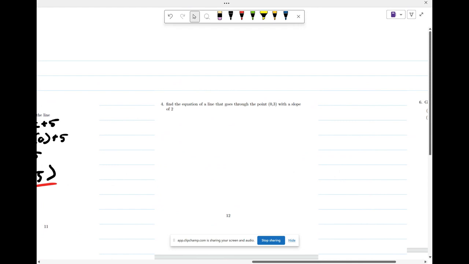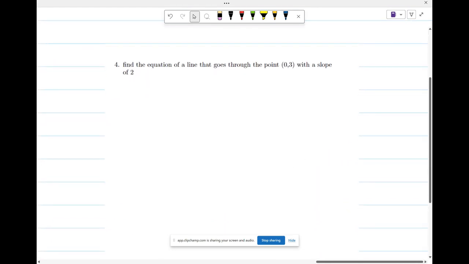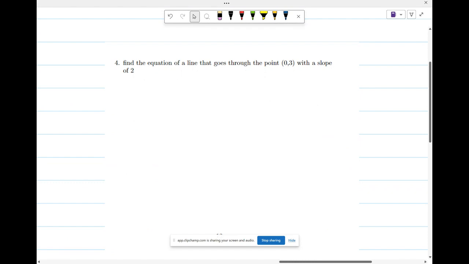Moving on then, find the equation of a line that goes through the point 0, 3 with a slope of 2. So we can do this the hard way. We can get our slope and we can get a point, and you can do a lot of things the hard way. Oh yeah, you were doing y minus y1 equals m times x minus x1. But like we were saying before, it's just y equals mx plus c.